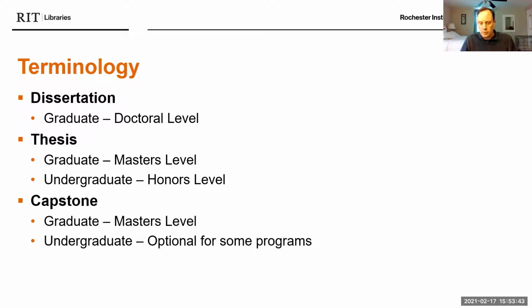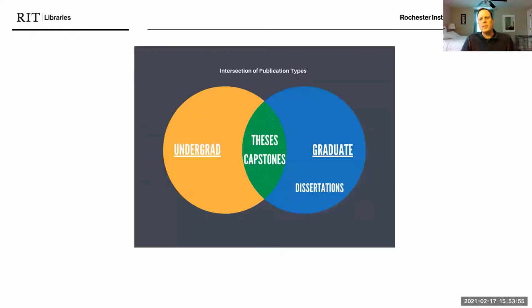Some undergraduate programs may give students the option to produce a capstone project, but that does not happen very often. If you want to think about it visually, here is a diagram that shows the intersection of publication types. As you can see, dissertations are always graduate level. Theses and capstones can be undergraduate level, but are usually graduate level.